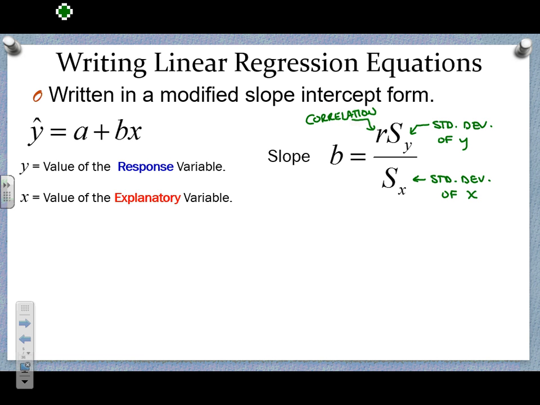Once we know what the slope is, we can then go ahead and calculate the y-intercept. And to do that, we use this formula here.